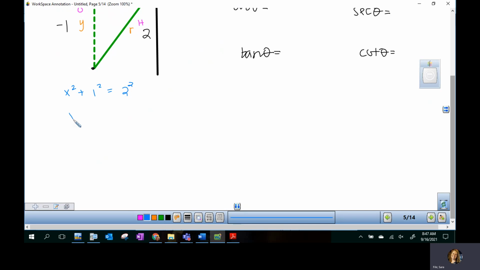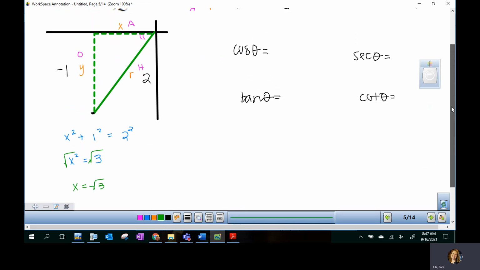So when I go to solve for the missing side, that's 1. 1 squared is just 1. 2 squared is 4. I have to subtract the 1 over. So 4 minus 1 is 3. And then how do I get rid of the square? Square root. Square root of 3 cannot be simplified. 3 is prime, right? No factor, so it's just square root of 3.